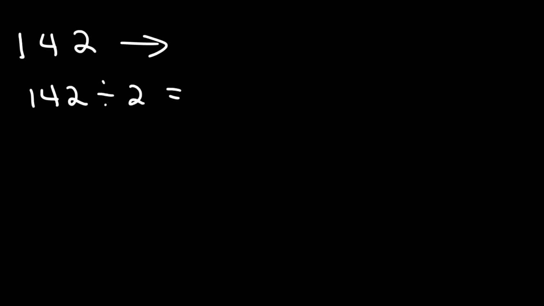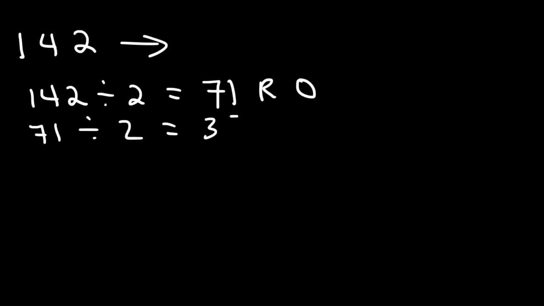Now let's go over this second example. Let's say we have 142. Use successive division to convert it to a binary number. So let's divide this by 2. 142 divided by 2 is exactly 71, so it's 71 with a remainder of 0. And then 71 divided by 2, that's 35.5, so it's 35 remainder 1.